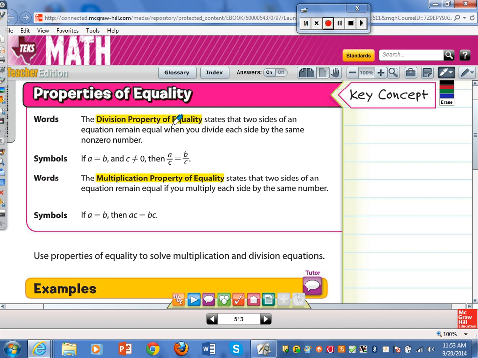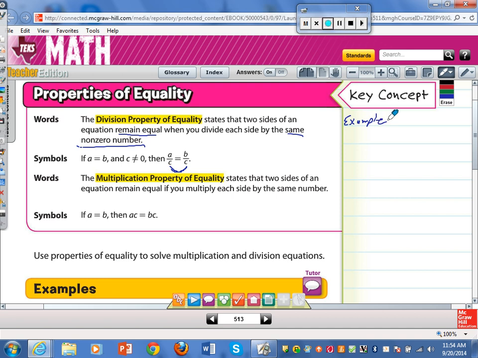The division property of equality states that two sides of an equation remain equal when you divide each side by the same non-zero number. Remember that the denominators cannot be zero. So in this case, we have A equals some expression B. If C does not equal 0, then the expression A divided by some number is going to be equal to the expression B divided by the same number. Then that will give you another true statement. Okay, so let's go ahead and do an example for that.